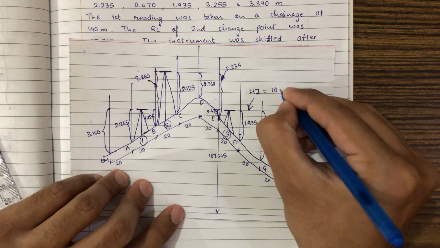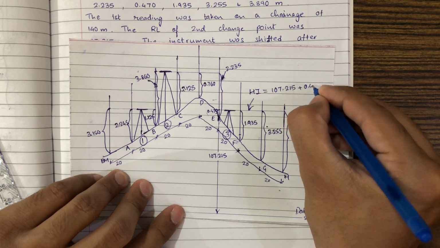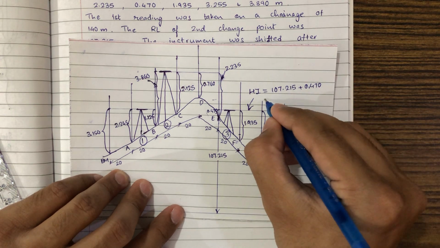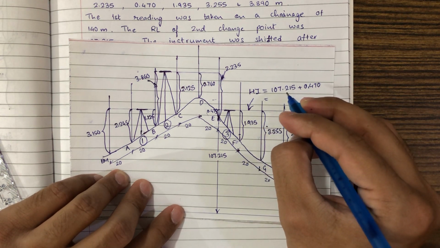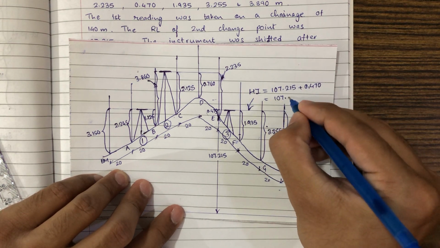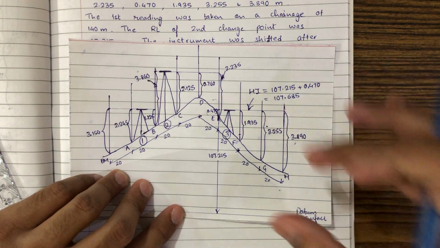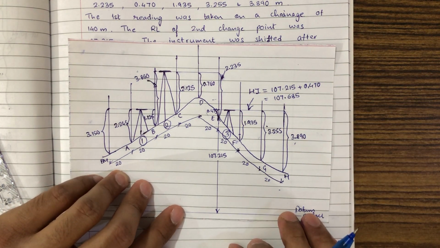So 107.215 plus 0.470 will give us the height of instrument, and this height of instrument comes out to 107.685. This total height of instrument is 107.685.